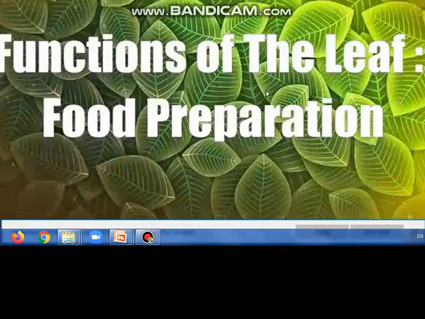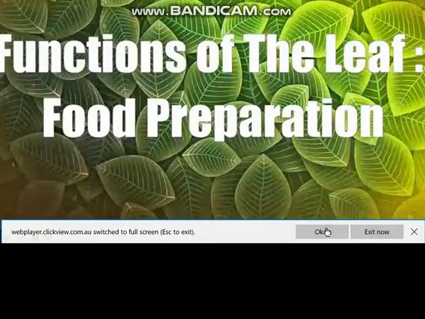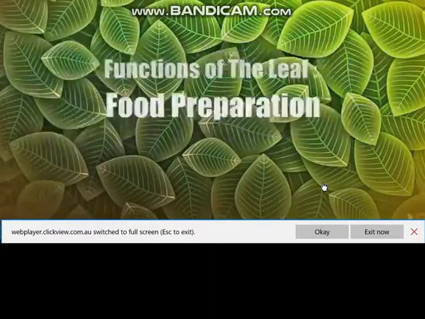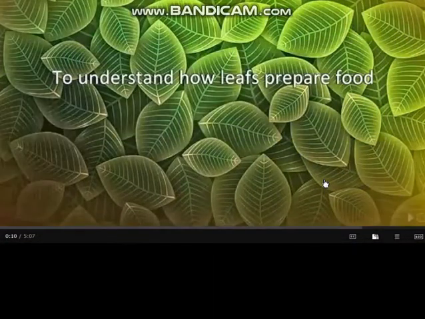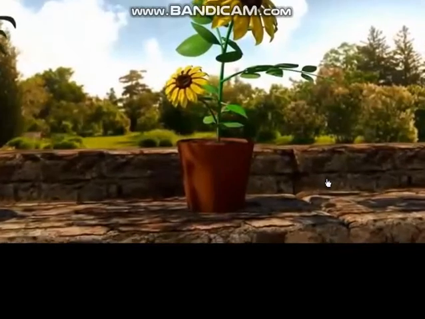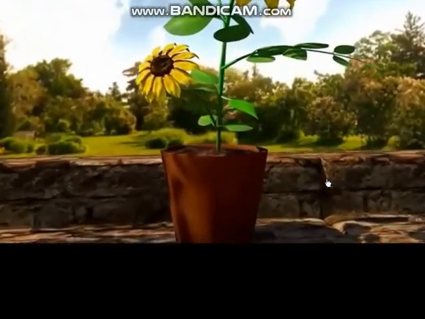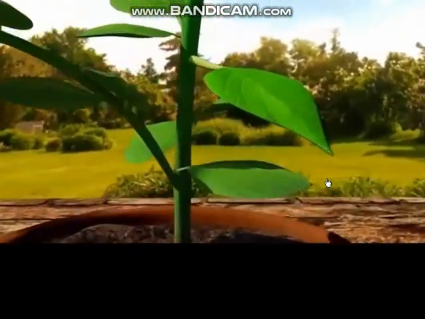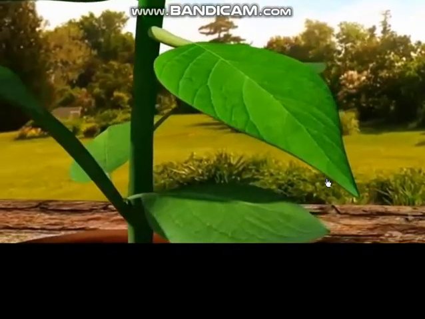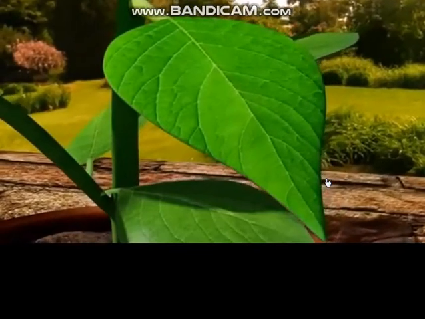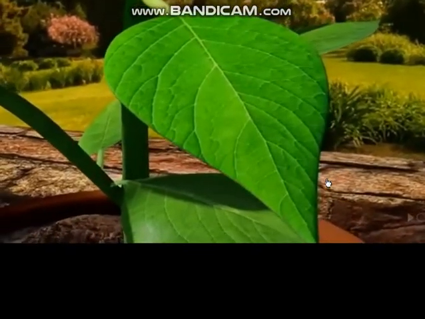Let's move to the functions of the leaf, that is, food preparation. Objective: to understand how leaves prepare food. Plants prepare their own food through the process of photosynthesis. The leaf is an important part of a plant, as photosynthesis takes place inside the leaf, and it is here that the maximum food production occurs.